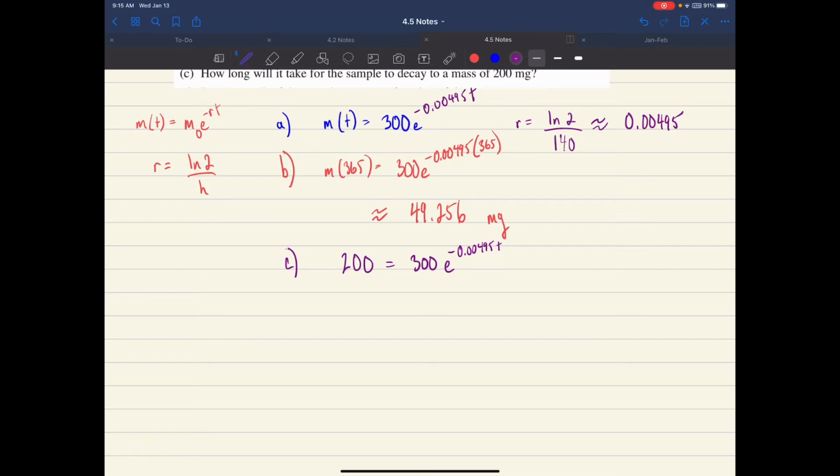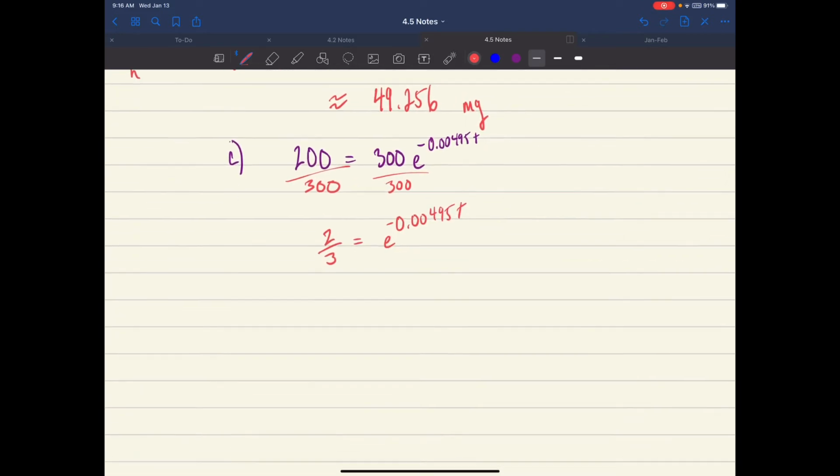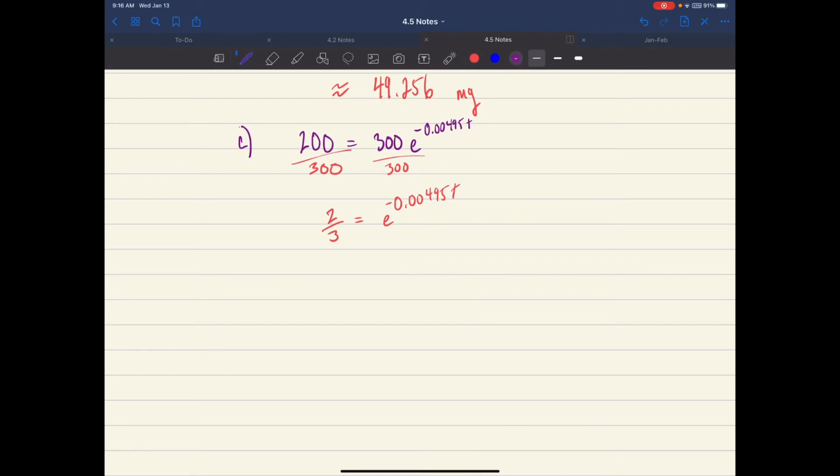So we're solving for t. We need to get that down to the front of this equation. So we're going to divide everything by 300, to isolate the t. So on the left, 200 over 300 becomes 2 over 3. And once you get a feel for these, you will probably skip some of the steps that I'm going to go through here because they become really obvious. Okay, so now I need to bring the t down to the front, and I can do that by using a logarithm. So natural log of 2/3 equals the natural log of e raised to the negative 0.00495t.